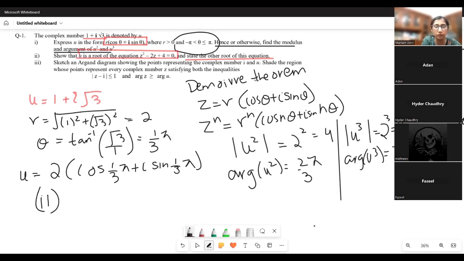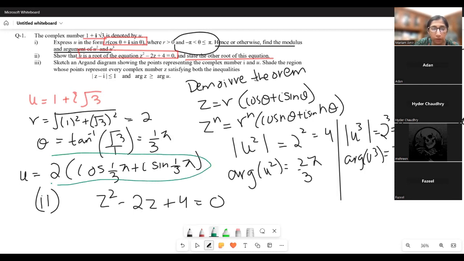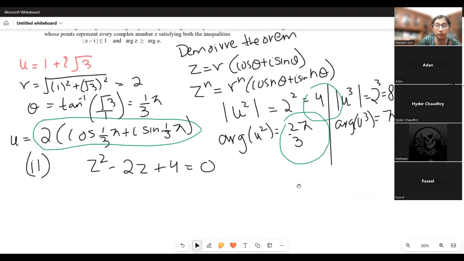So we have z square minus 2z plus 4 is equals to 0. Now we have to substitute u in polar form is this. Polar form के बगैर भी हो सकता है by the way. और u square की भी हम polar form निकाल चुके हैं. उसका modulus 4 है और उसका argument 2 pi by 3 है. So I'm going to use that. I already know what z square is.